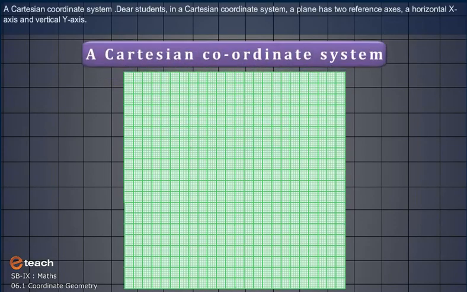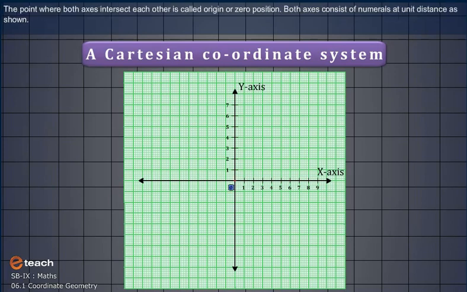A Cartesian coordinate system. My dear students, in a Cartesian coordinate system, a plane has two reference axes, a horizontal x-axis and a vertical y-axis. The point where both the axes intersect each other is called the origin or zero position. Both the axes consist of numerals at unit distance as shown.